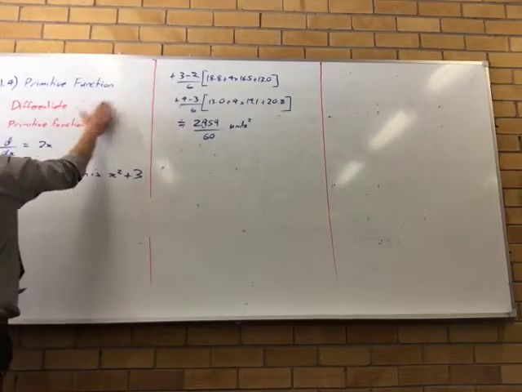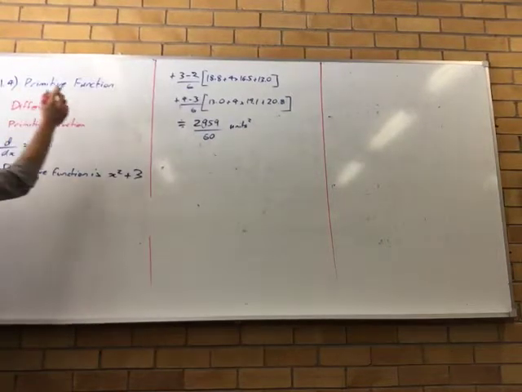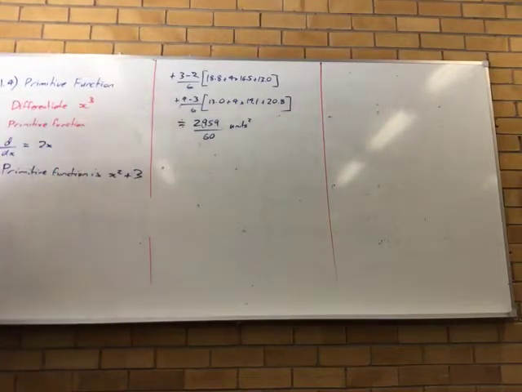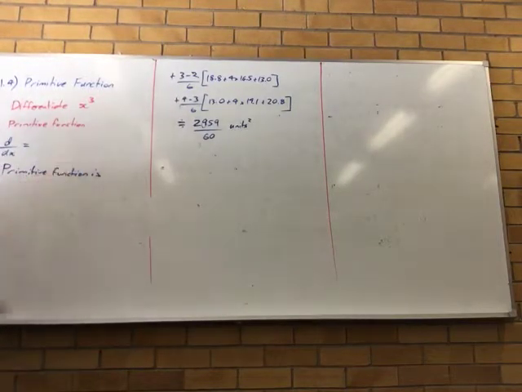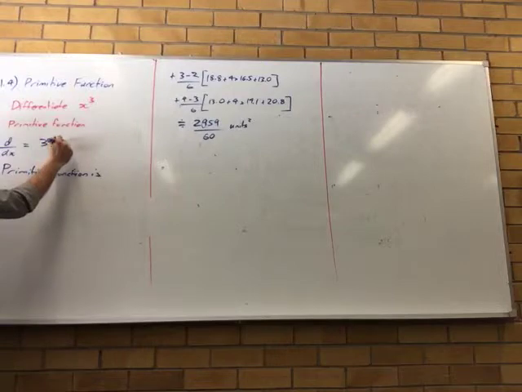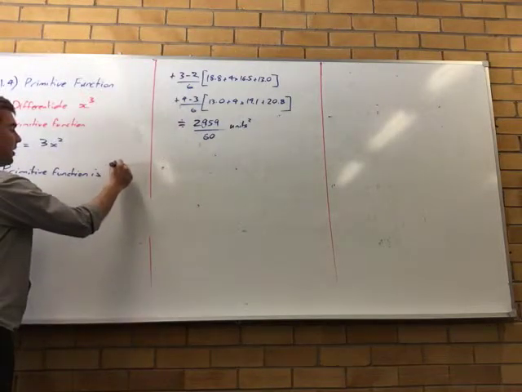Getting there. Alright, next. C. Differentiate x cubed. Then write down the primitive function. So when we differentiate x cubed, we get what? 3x squared. So therefore, a primitive function of 3x squared is x cubed.